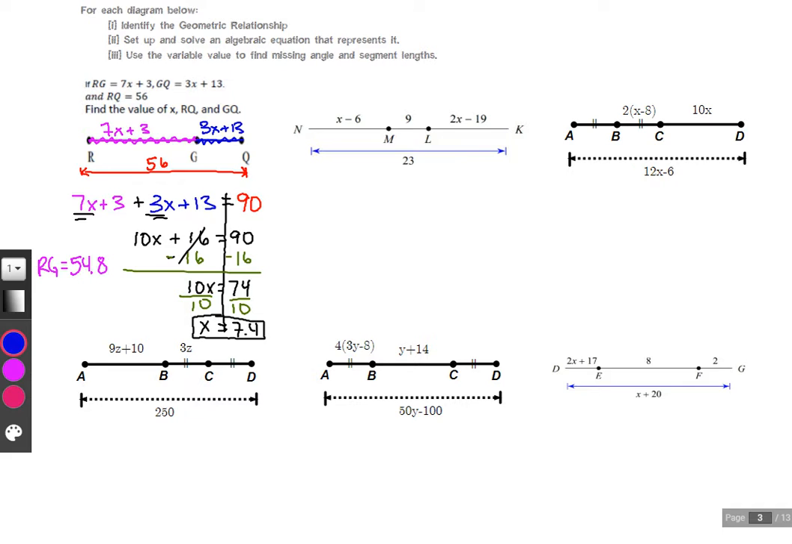Oh, I'm sorry, I misspoke. These can be different values. What I mean is we're only in trouble if when we add these back, we don't get 56, which was our total. Okay, so 56 was our total. So if we take RG, the 54.8, and add it to 35.2, we get 90. What the heck?